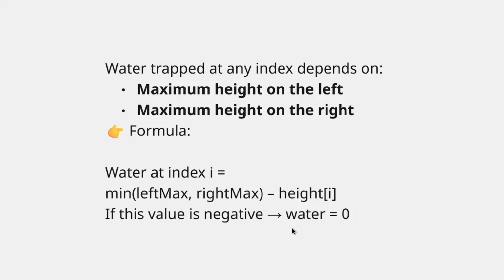Let me explain two terms clearly: left max and right max. Left max is the tallest building from the start of the array to the current index, and right max is the tallest building from the end of the array to the current index. One starts from the beginning of the array, and the other starts from the end, up to the current index. These two values decide how much water can stay at the position. So we have to remember two things: left maximum and right maximum.